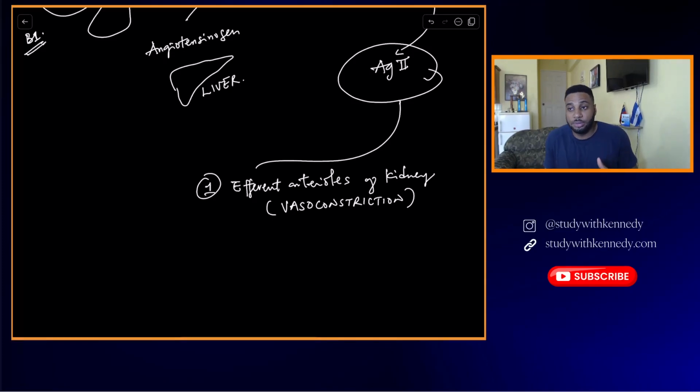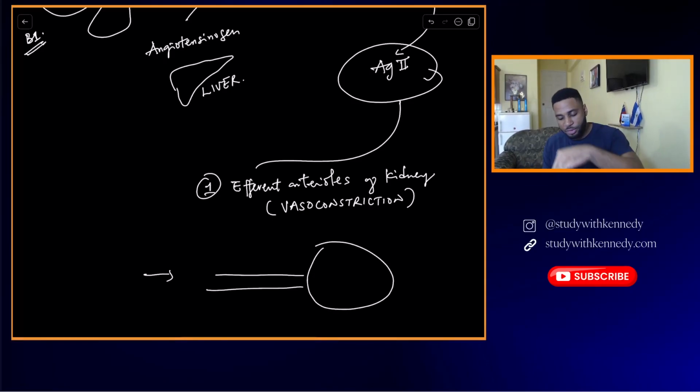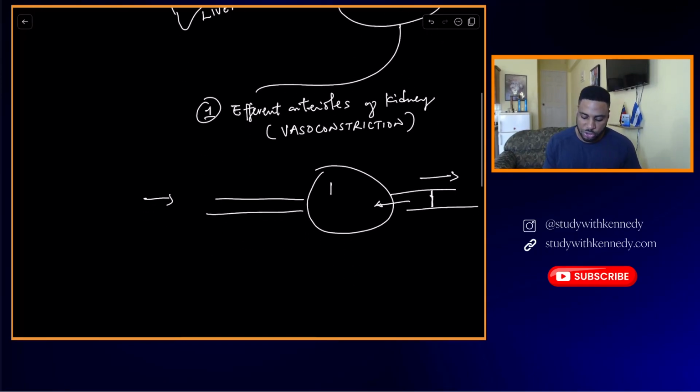What will this do in return? Remember, we have afferent arterioles bringing blood into the kidneys. Let's assume that is the kidney or your glomerulus. And then we have the efferent arterioles taking blood out. So if we cause vasoconstriction of the efferent arterioles, which is like you're shutting down this part, there will be a backup of blood. This is going to result in increased intraglomerular pressure, which will increase the filtration fraction of the glomerulus as well. That is one thing angiotensin 2 does.